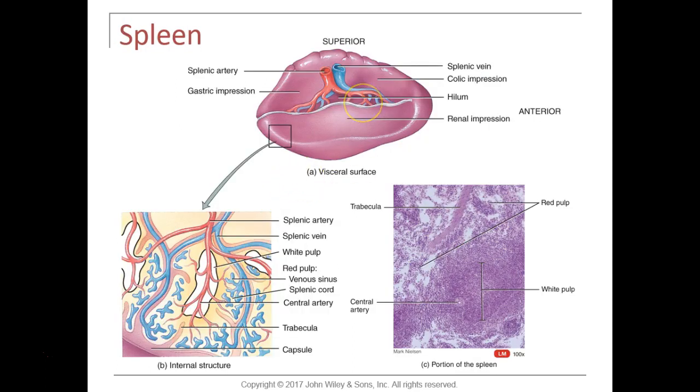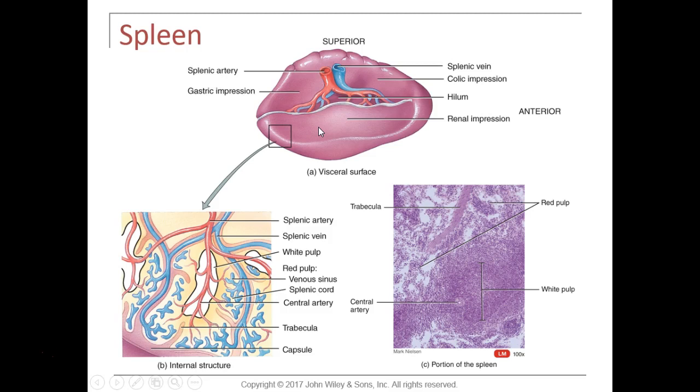The spleen is the largest mass, the largest organ in the lymphatic system. It's located in the upper left quadrant of your abdominal cavity. It's just lateral to your stomach and the kidney. There's a left lateral depression called the renal impression, where our kidney indents into the spleen.